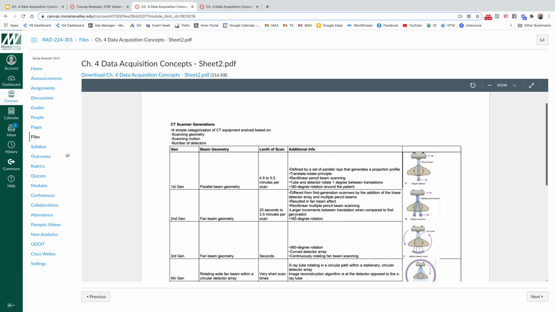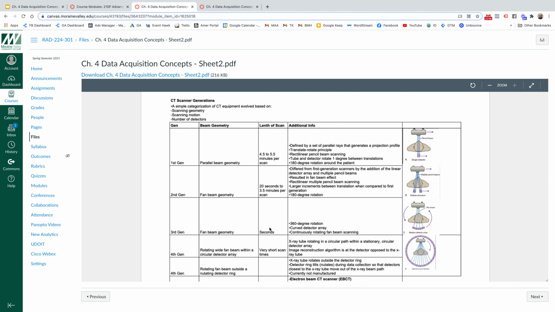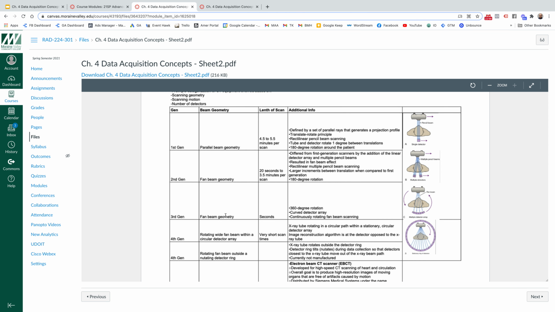Same thing, 180 degrees. Third generation also used fan beam geometry. So second and third used fan beam geometry. First generation used parallel or pencil beam geometry. So how long does the third generation take? This one takes seconds. Okay, so third generation is what you're going to see in most of your places.